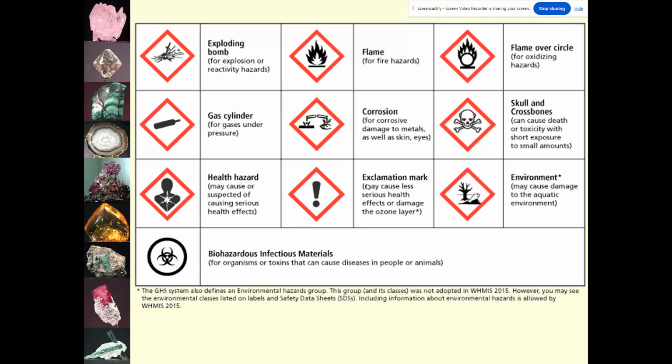Corrosion is one of the more common ones you're going to see when we're dealing with chemicals in Chem 20. They can be slightly corrosive depending on how concentrated they are, so we wear safety goggles, and we may wear gloves depending on how corrosive our solutions are.